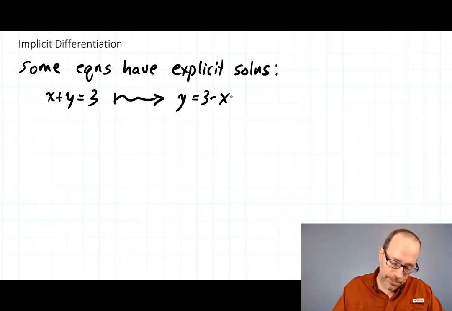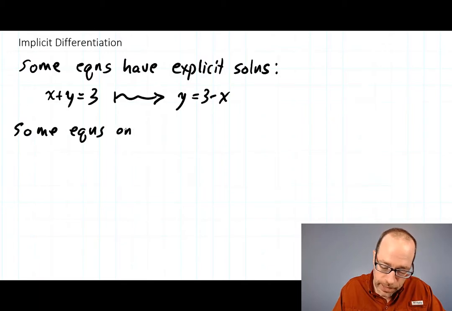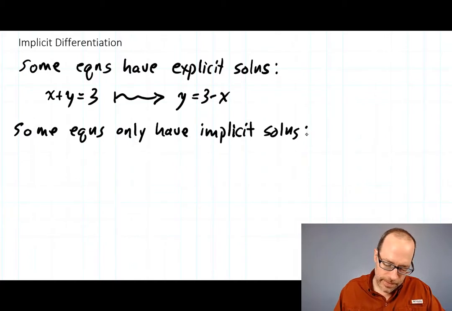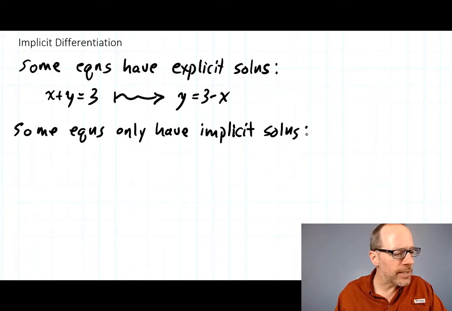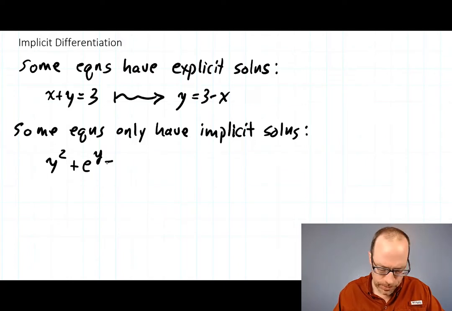But some equations only have implicit solutions. For example, which one do I have here? Here's one. Y squared plus e to the y is equal to 1 plus x cubed.